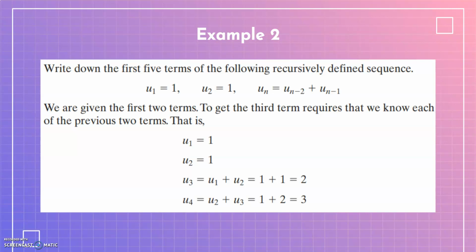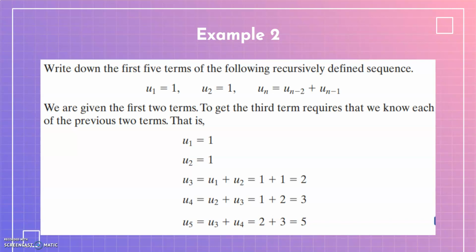This pattern continues for the other 2 terms. For the fourth term, we essentially add u sub 2 and u sub 3 to get 1 plus 2, which is 3. For the fifth term, we can add u sub 3 and u sub 4 to get 2 plus 3, which is 5.